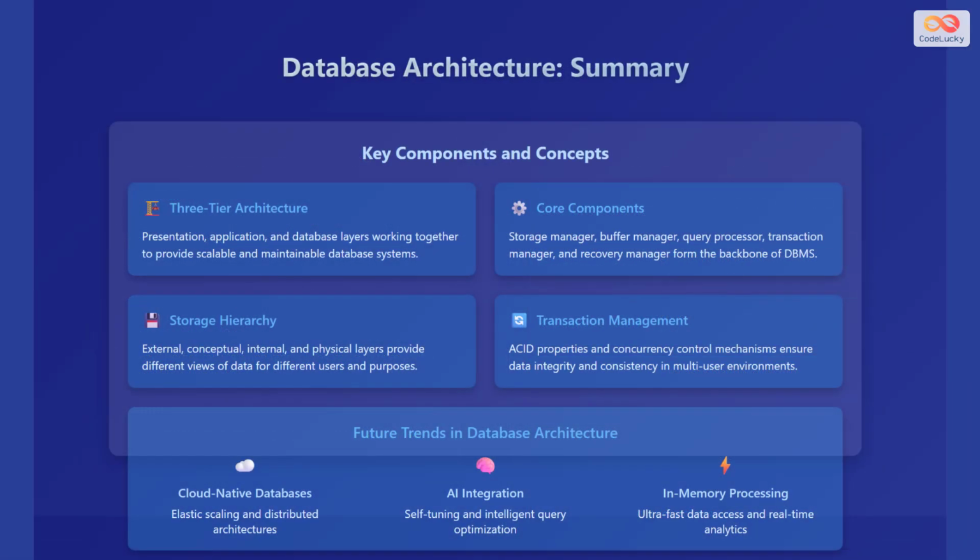In summary, we have covered several key components and concepts of database architecture. The three-tier architecture with its presentation, application, and database layers is a fundamental design pattern. Core components such as the storage manager, buffer manager, query processor, transaction manager, and recovery manager are essential for DBMS functionality. The storage hierarchy with its external, conceptual, internal, and physical layers provides different views of data. Transaction management, including ACID properties and concurrency control, ensures data integrity.